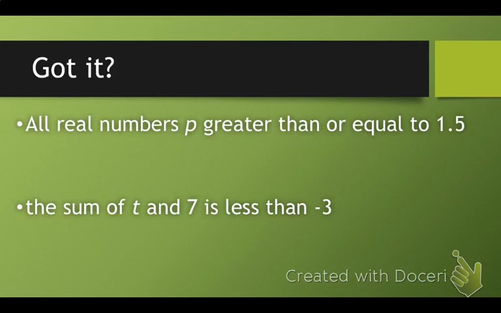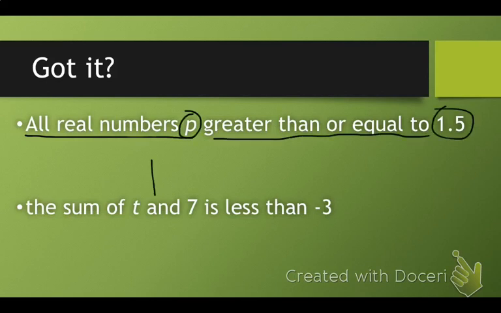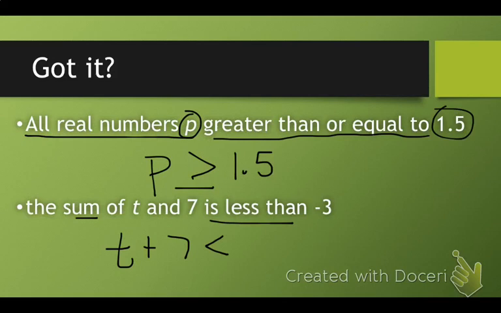Alright, welcome back. The first one, all real numbers p greater than or equal to 1.5. So p, all real numbers, greater than or equal to 1.5. The sum of t and 7, sum means addition, so t plus 7 is less than -3.